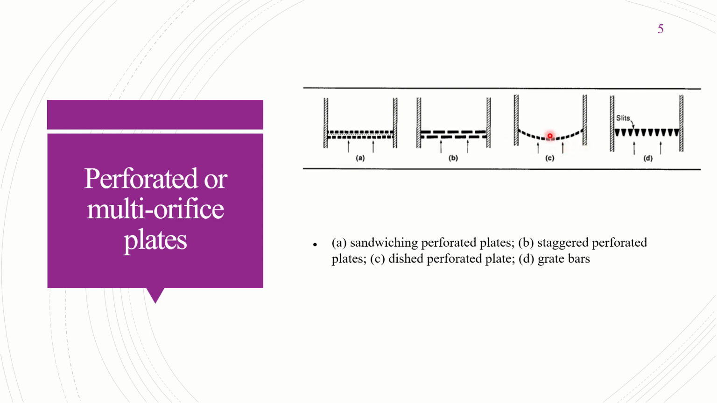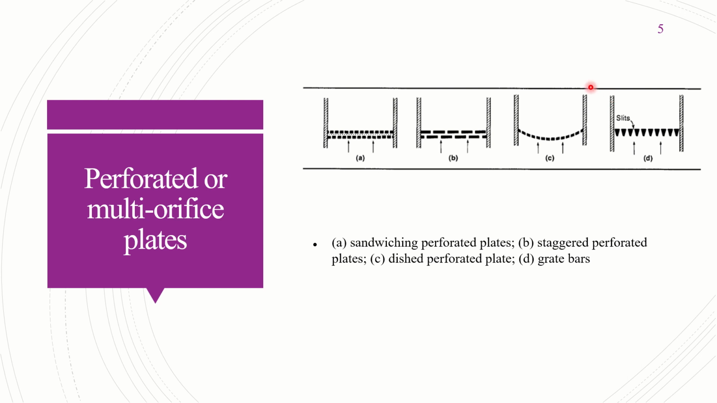This one is the dished perforated plate. Here it can be used when there is no reinforcement provided. The system is designed in such a way that it has more orifices near the perimeter than at the center, where there are few orifices. So when channeling occurs in those systems, this can be used. And this is grate bars. It is not widely used in industry, so it finds only limited use.